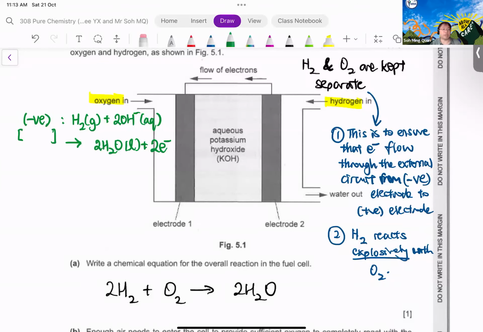So the hydrogen reacts this way. The question now is, is this the anode or is this the cathode? So you have to think, after writing the half equations, is this a loss or a gain of electrons? It's quite clear-cut. The electrons are lost because the electrons appear on the RHS. So if it's a loss of electrons, is it oxidation or reduction? If it's a loss of electrons, it will be oxidation. Therefore, this is the anode.